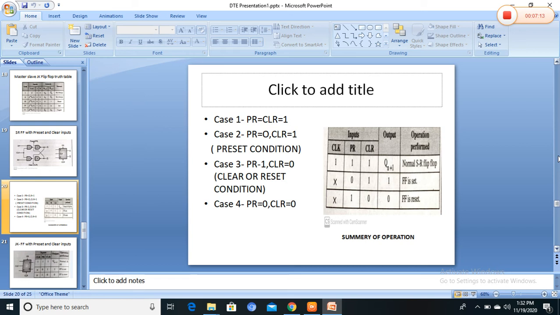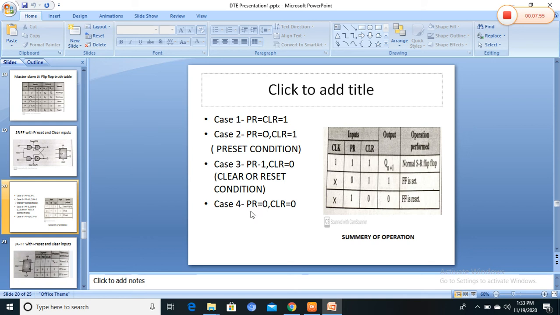In case 2, when preset is equal to 0 and clear is 1, the output of gate 3 in that diagram will be 1, that means Q is equal to 1. Therefore all three inputs to gate 4 will be 1, so Q bar becomes 0. This makes preset equal to 0 set the flip-flop. Preset equal to 0 and clear equal to 1 means the flip-flop is set.